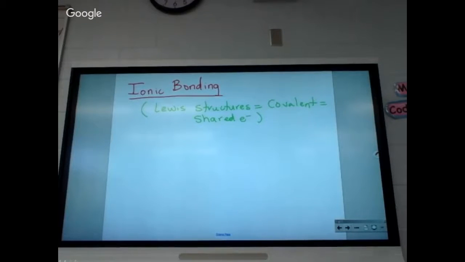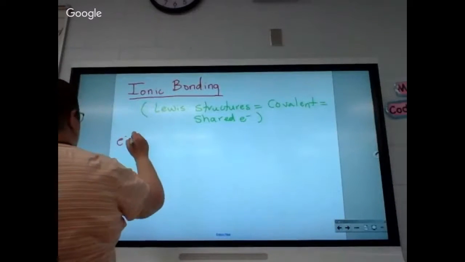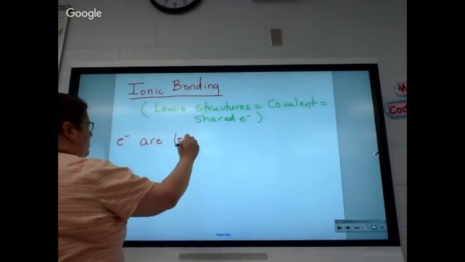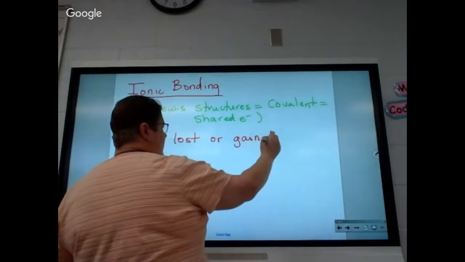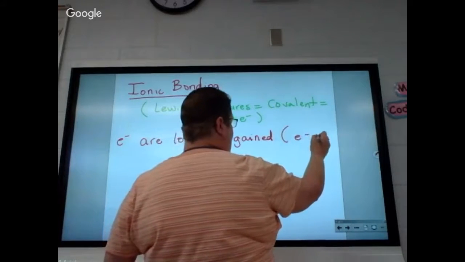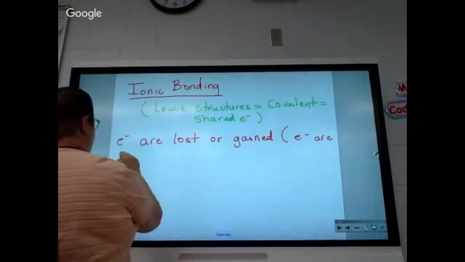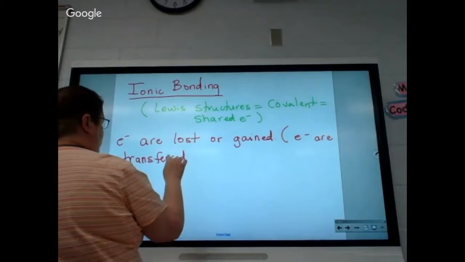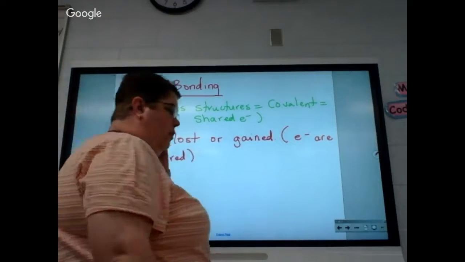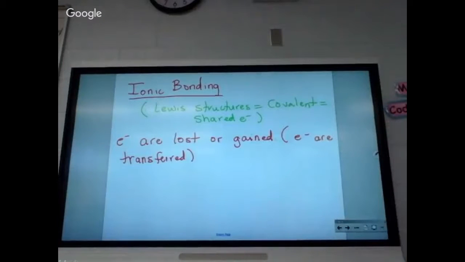In ionic bonding, electrons are lost or gained. The other definition I gave you is the electrons are transferred. Okay? So, essentially, one atom is going to give it to another atom. So if that's going to happen, we cannot draw a Lewis structure because Lewis structures show sharing.